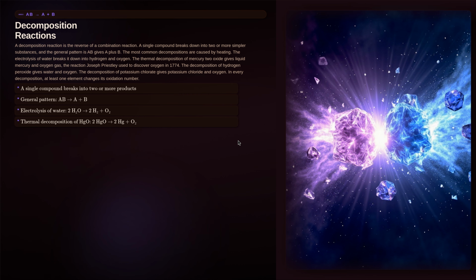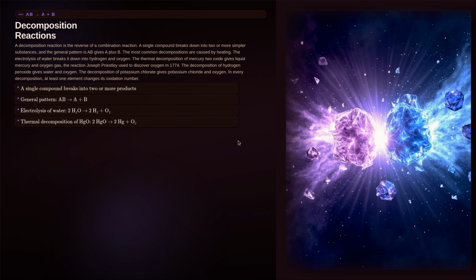For example, the electrolysis of water breaks it down into hydrogen and oxygen. The thermal decomposition of mercury 2 oxide gives liquid mercury and oxygen gas. This was the reaction that the chemist Joseph Priestley used to discover oxygen in 1774. The decomposition of hydrogen peroxide gives water and oxygen gas, a reaction used in rocket propulsion. The decomposition of potassium chlorate in the presence of a manganese dioxide catalyst gives potassium chloride and oxygen, the laboratory source of oxygen gas.